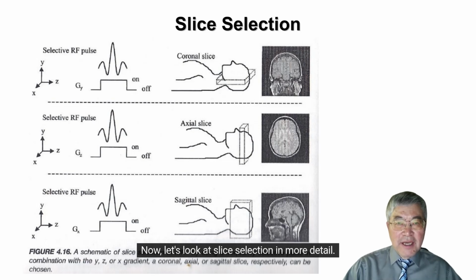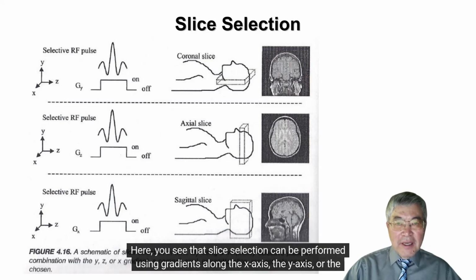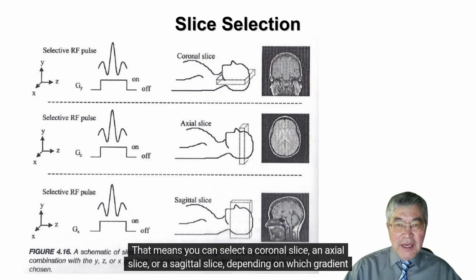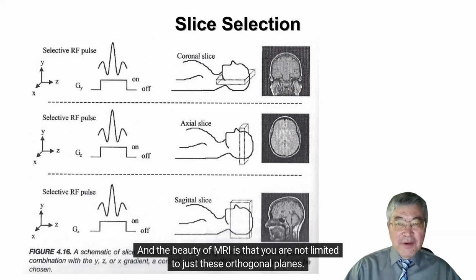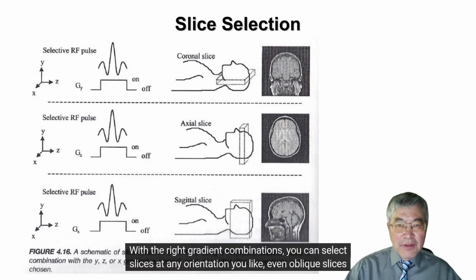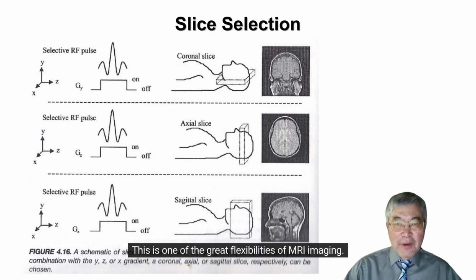Now let's look at slice selection in more detail. In your textbook, you'll find this figure labeled as 4.16. Here you see that slice selection can be performed using gradients along the x-axis, the y-axis, or the z-axis. That means you can select a coronal slice, an axial slice, or a sagittal slice depending on which gradient you apply. And the beauty of MRI is that you are not limited to just these orthogonal planes. With the right gradient combinations, you can select slices at any orientation you like, even oblique slices at odd angles. This is one of the great flexibilities of MRI imaging.